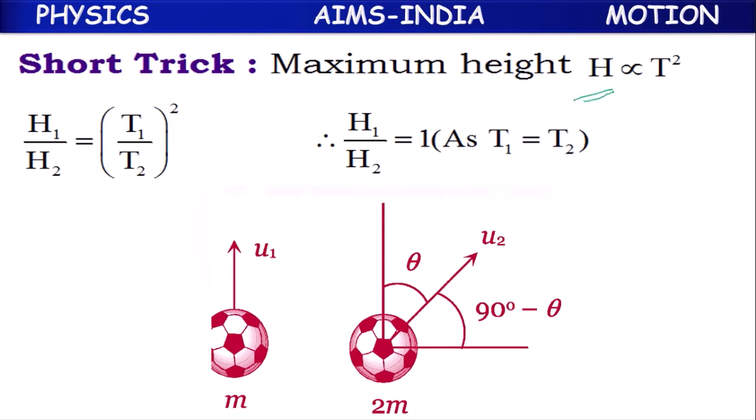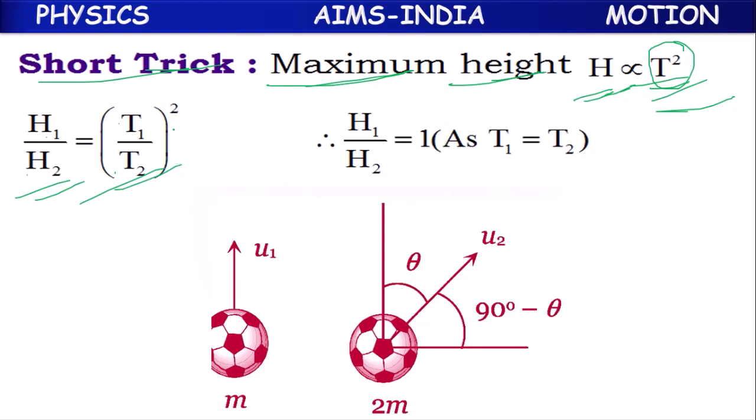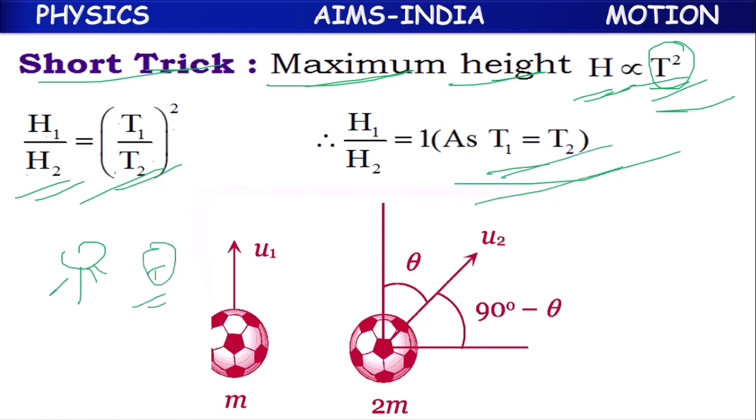So for the maximum height, we have a short trick, children. The maximum height is always proportional to the square of the time period. Means H1 by H2 equals T1 by T2 whole square. But here for T1 and T2, we are observing for the same time period. So T1 equals T2. So H1 by H2 equals 1 squared, which is equal to 1. So that is a shortcut for this problem, children.